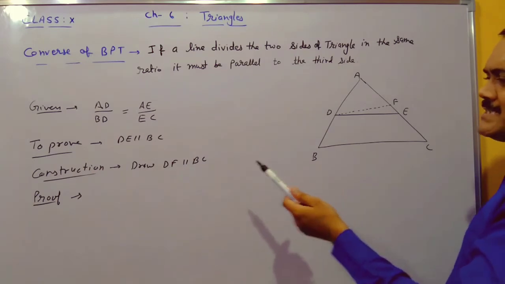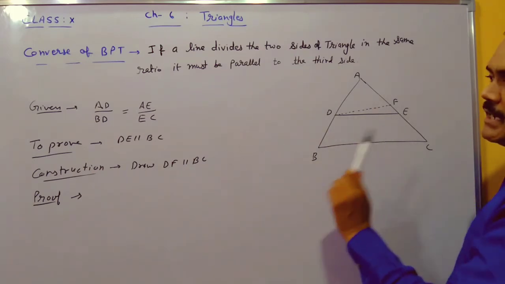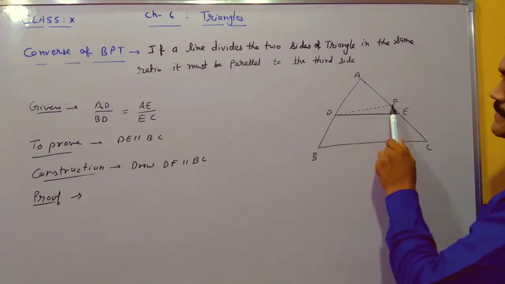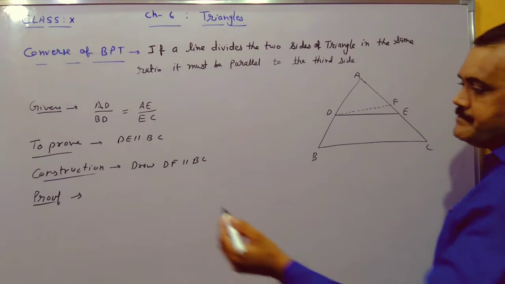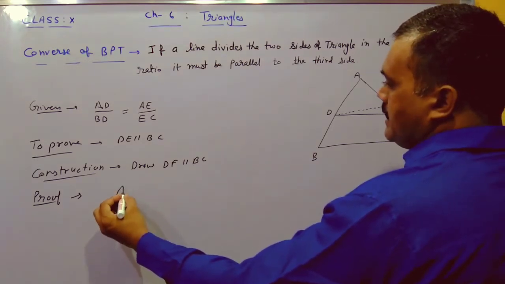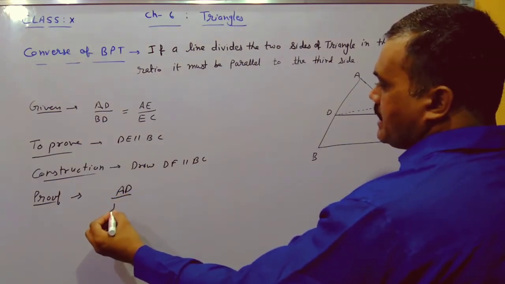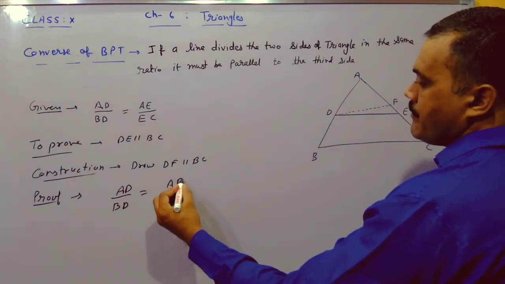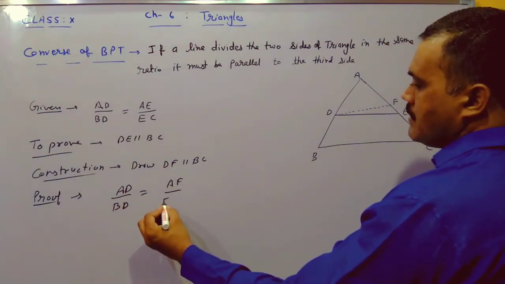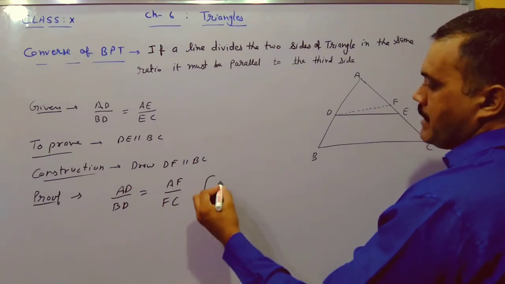Now let us take that DE is not parallel and DF is parallel. So we draw another line DF which is parallel to BC. Now you know from BPT, AD upon BD is equal to AF upon FC by BPT.